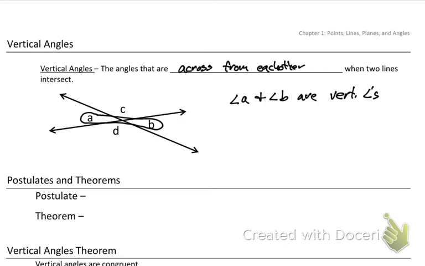Would C and D also be vertical angles? Yes. Are they across from each other on a thing that forms an X? Yes. So those would be vertical angles as well. Maybe I'll box those.